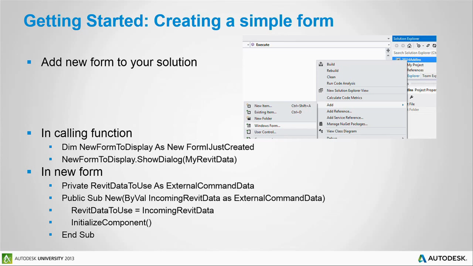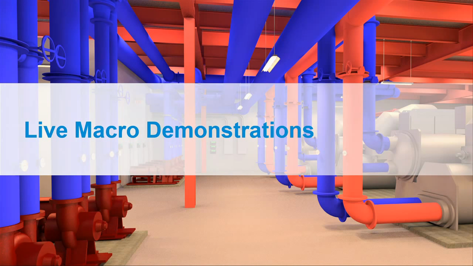You have to remember in your form to create an alternate new function, and in that new function you put what you're expecting as an input. Looking at the second line here, I've got a new, and I'm going to expect some internal external command data, which is the type that Revit creates. That's just what they've called the database that they send. Then I've set a variable outside of my function, in the class. That means it's going to be available to all the functions, not just this one function, so you could think of it as sort of a global variable. I'm setting that variable to the incoming Revit data, so I'll have access to it in any of the functions from there on out. And we will actually see that in the live macro demonstrations.